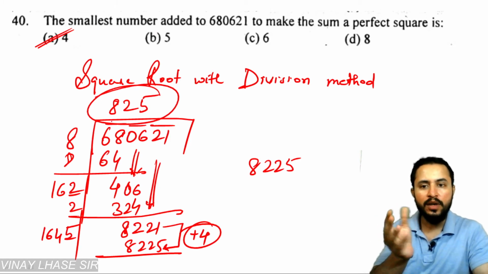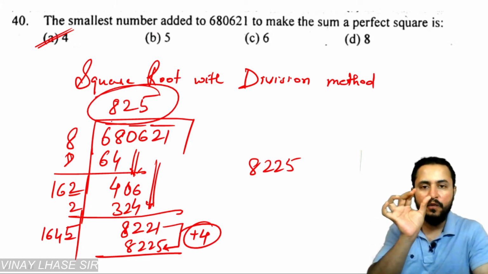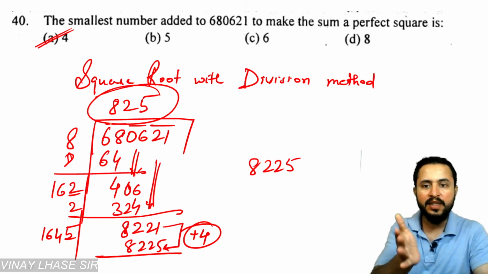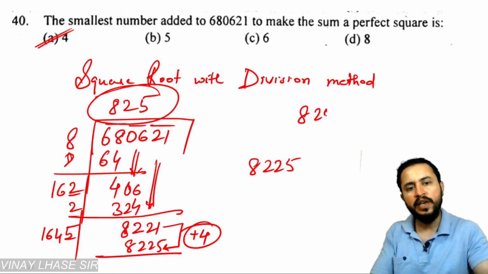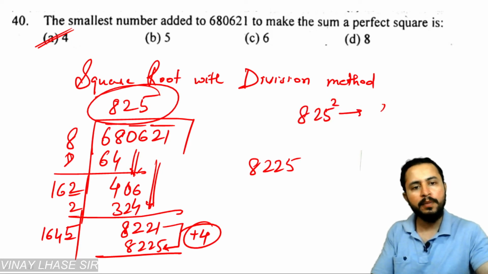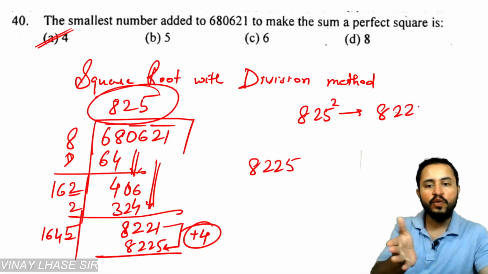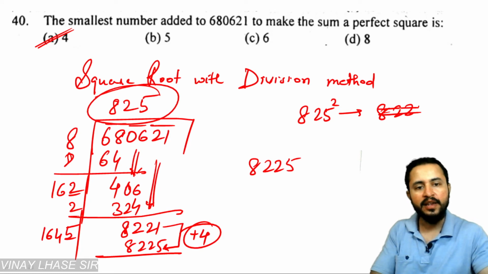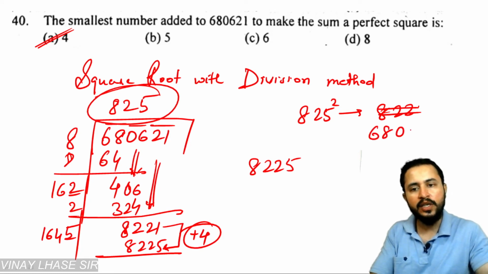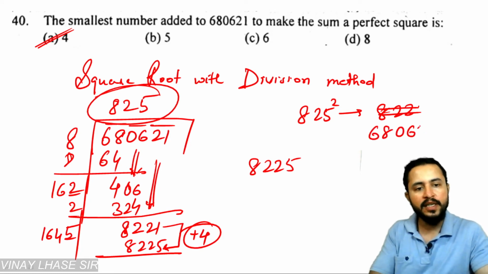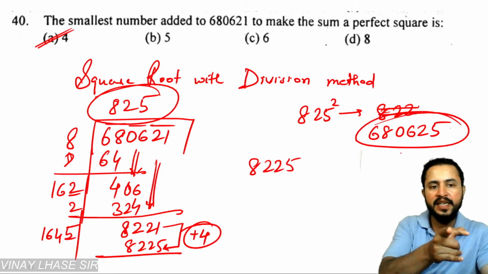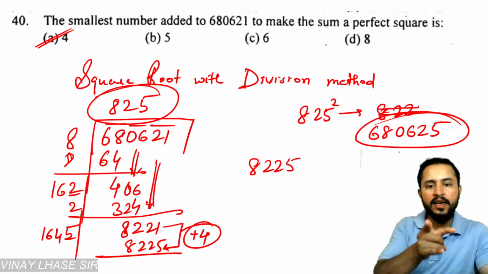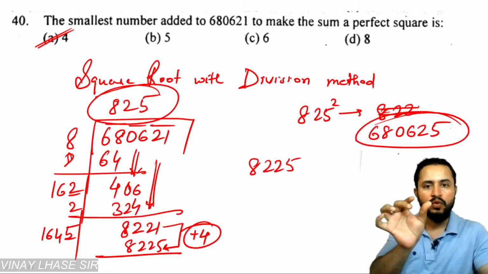The square of 825 will be a perfect square. The square of any number is always a perfect square, but what will the square of 825 be? The square of 825 is, sorry, 680621 plus 4, that is 680625. So to make this number 680625, I have to add plus 4 in our given question.